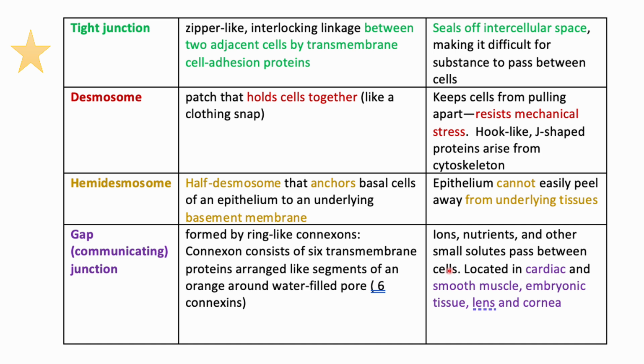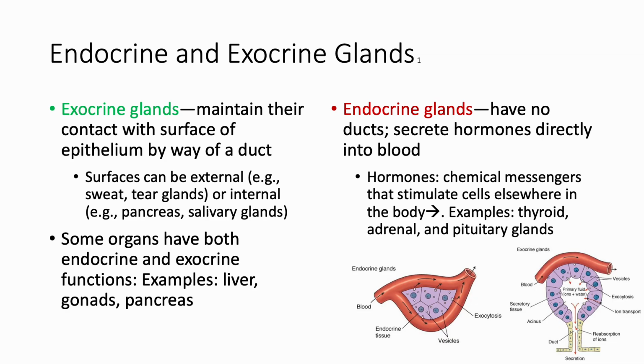All right, so know your cell junctions and their functions. Know where you find them. So if I give you a blank image, know which one is which. And next we have glands. Remember when we learned about epithelium, we saw that a lot of our epithelium makes up our glands. We can have exocrine glands and endocrine glands.